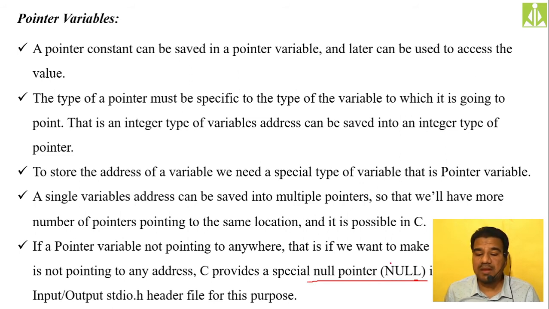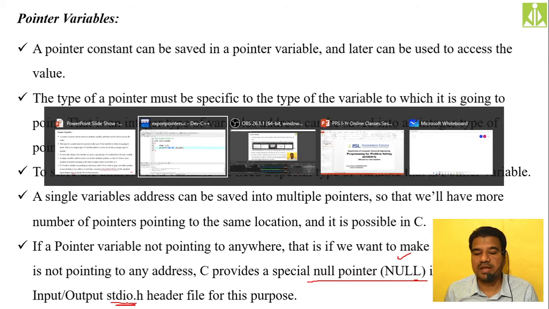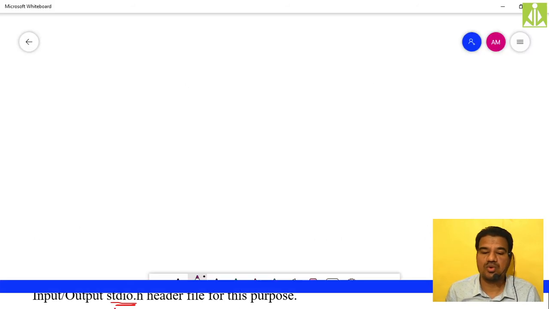And this NULL is provided inside the standard input output header file, stdio.h, only. The meaning of this NULL is provided in the stdio.h header file only. Remember this one. So once again I will explain this concept to you with more clarity.